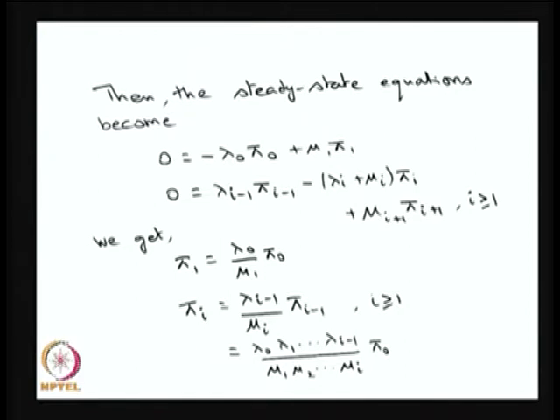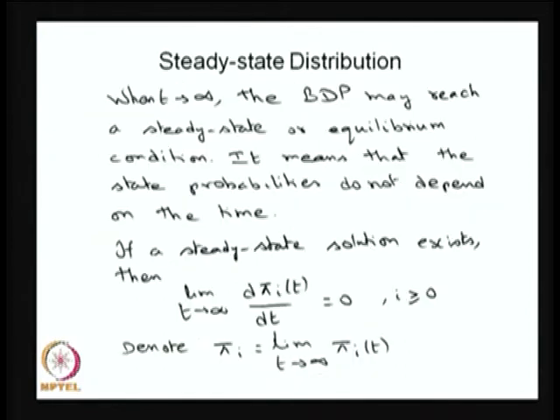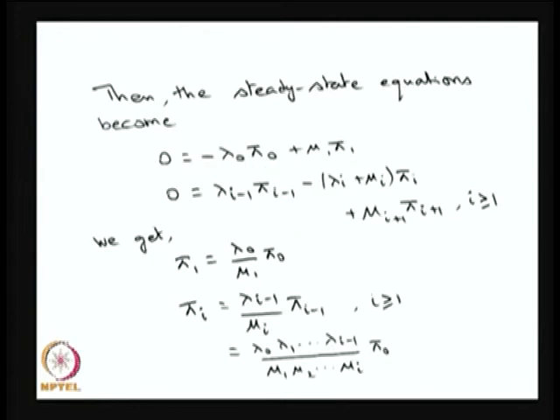Now I am putting zeros on the left hand side because of the condition that the limit as t tends to infinity of the derivative is equal to 0. On the right hand side, this probability is nothing but pi i, therefore it is going to be minus lambda naught times pi naught plus mu 1 times pi 1. All other equations have 3 terms, and this is a homogeneous system, so you need one normalizing condition. From this homogeneous system I can recursively get pi i's in terms of pi naught.